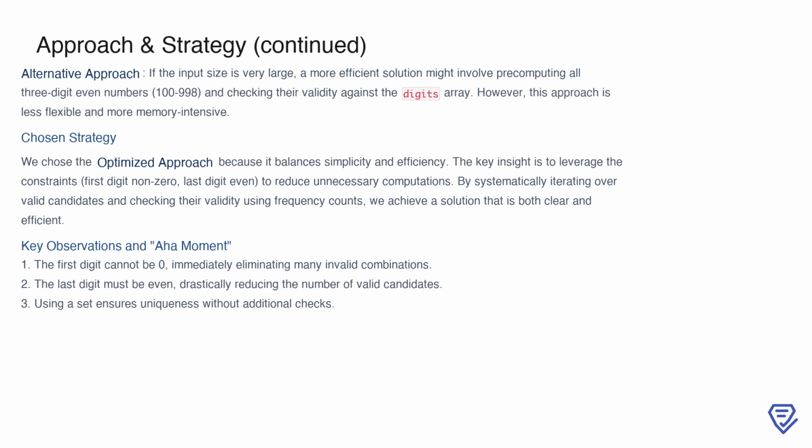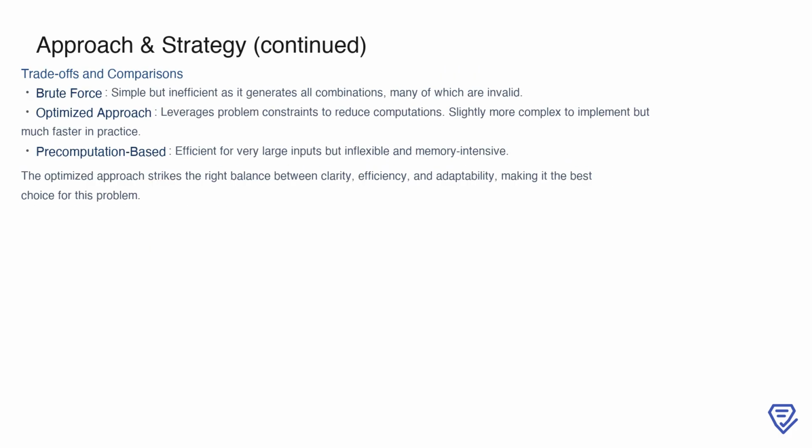complexity. When comparing the trade-offs between these approaches, the brute force method stands out as the simplest to implement. However, it quickly becomes inefficient as it generates a large number of invalid combinations, making it impractical for larger input sizes. On the other hand, the pre-computation-based approach is highly efficient for very large inputs but sacrifices flexibility and requires significant memory. The optimized approach strikes an ideal balance.